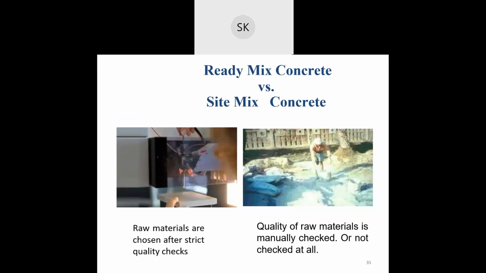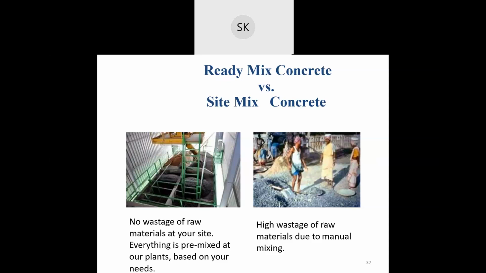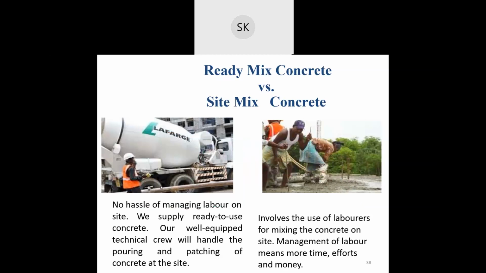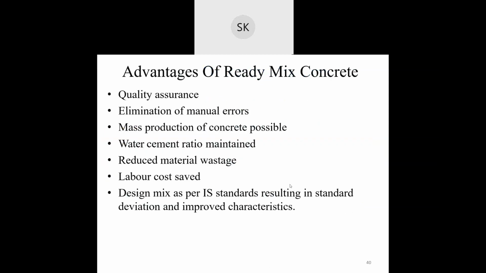Raw materials are chosen after checks. On the manual side, quality of raw materials is manually checked or not checked at all. Large quantities can be ordered. Here, a small concrete batch will be made in small amount. High wastage of raw materials due to manual mixing. There is no manual mixing and there is no wastage. No hassle of managing labors. Here you have to manage the labors. You have to guide them, do this and all. Safe work practice, no disruption in your schedule. Highly unsafe, unskilled and untrained laborers may work carelessly.